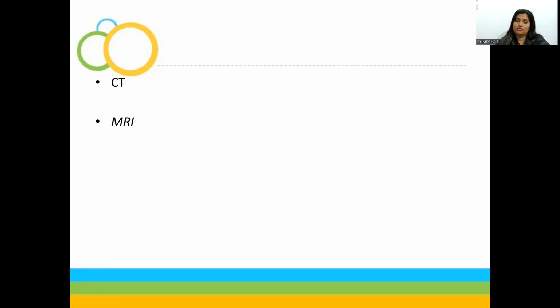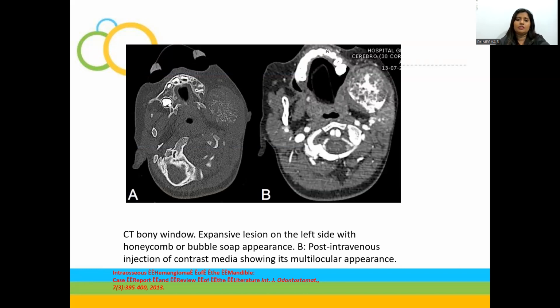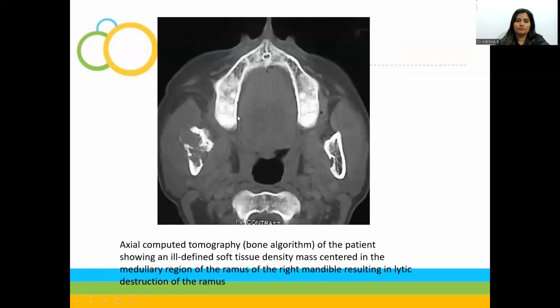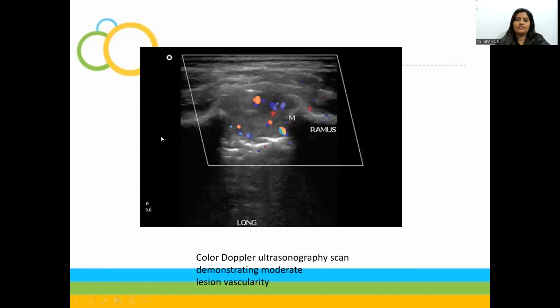Whenever we are suspecting any central lesions or any intrabony hemangiomas, we can go for CT and MRI to know the exact location and extent of the lesion. This is a CT image. Here you can clearly see on the left side a multilocular radiolucency. This is another image where you can see on the right side, in the ramus region, a multilocular radiolucency. This is a color Doppler ultrasonography image, again where you can see a moderate lesion showing vascularity.